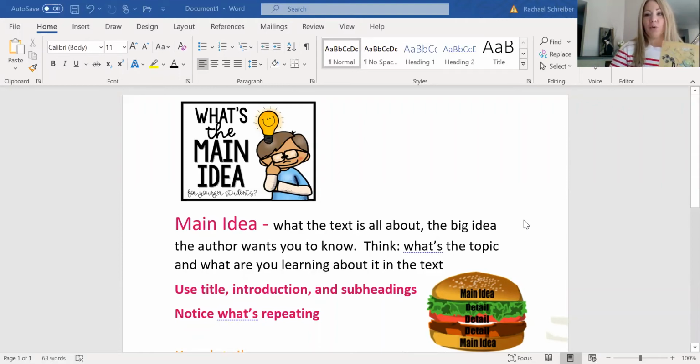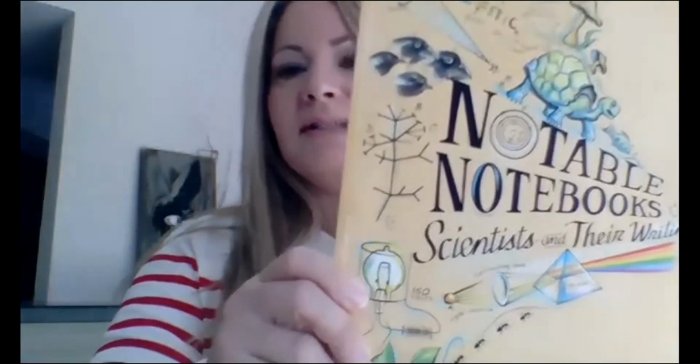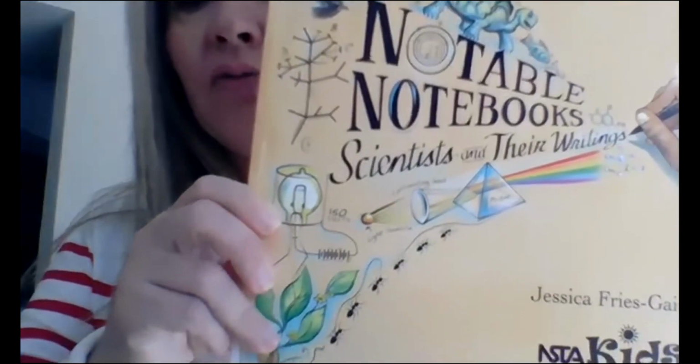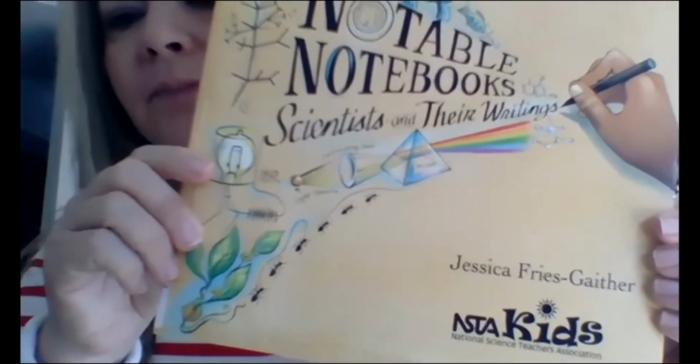So today, we're going to take a look at this book, Notable Notebooks. And the first thing we're going to do is try to figure out the main idea. Usually you can do this without even reading the book or the text. I know, how crazy is that? Usually you know by the title, the introduction, subheadings, sometimes pictures or anything that's repeating, what the main idea is already. So we're going to figure out the main idea without really reading the whole thing.